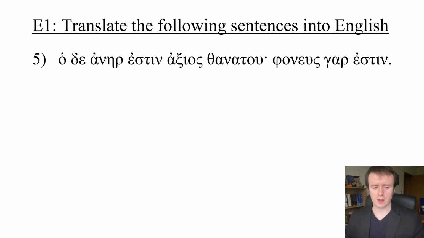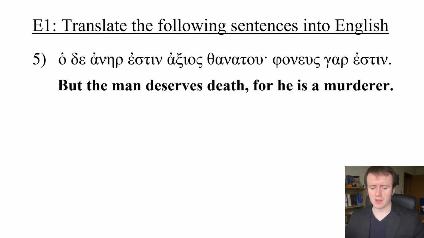Number 5 is ho de aner estin axios thanatou, phoneus gar estin. You should have translated this one as, but the man deserves death, for he is a murderer. Or more literally, the man is worthy of death, for he is a murderer. Or the man is deserving of death, for he is a murderer. Now, we know that it means this because the man is in the nominative singular, and in the middle of ho and aner, we have the particle de, meaning and or but. I've translated it as but here, but you could have said and instead.